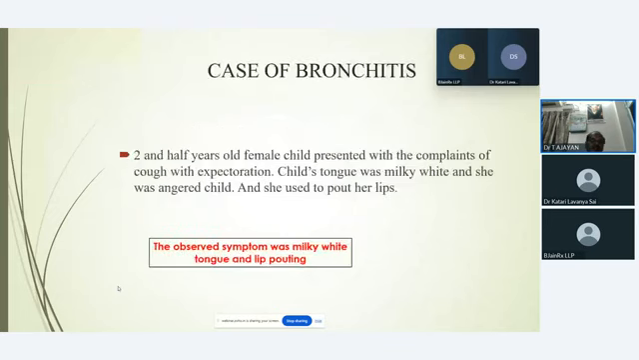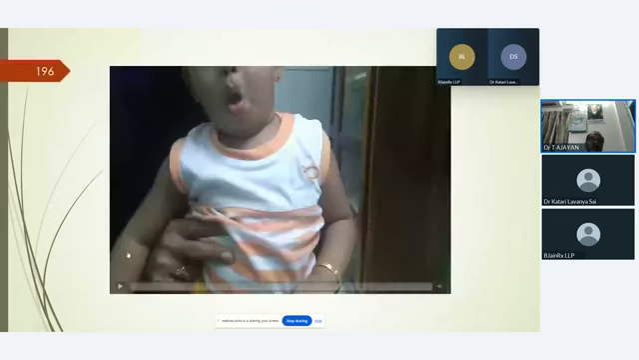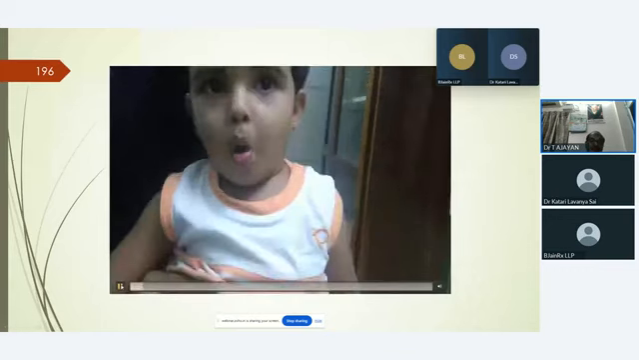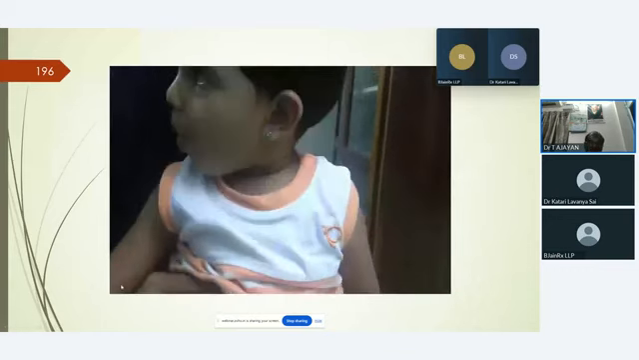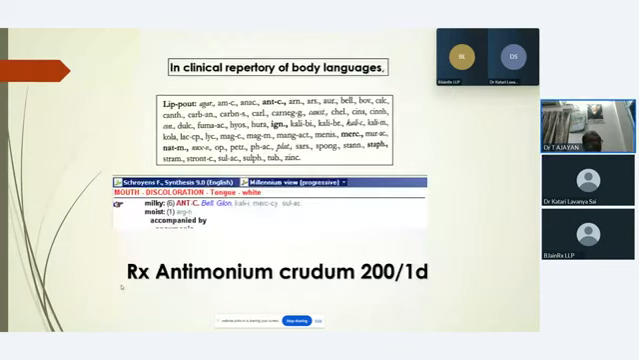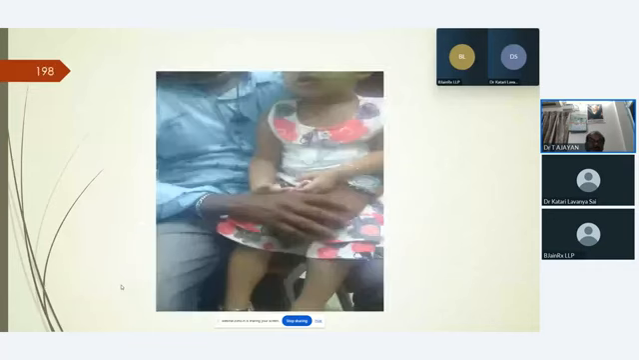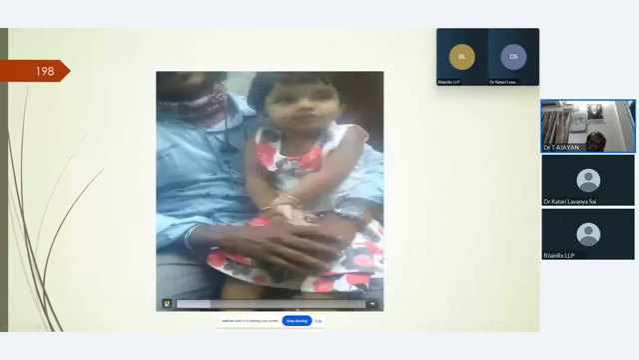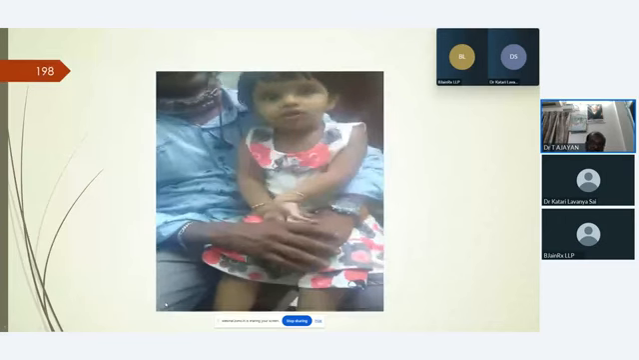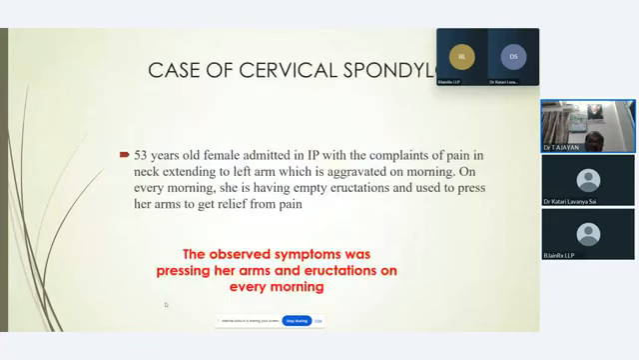Look here, a child. Look here, the mouth is always pouting, the lip out. One of the medicines is antimonium crudum. The next day itself, the child is absolutely normal. Okay, the characteristic symptoms have disappeared. Then another case of cervical spondylosis.